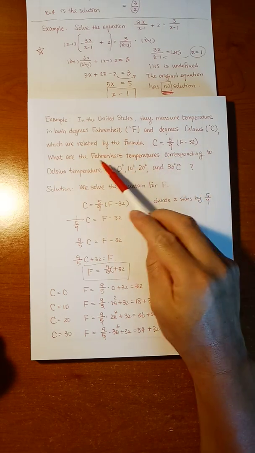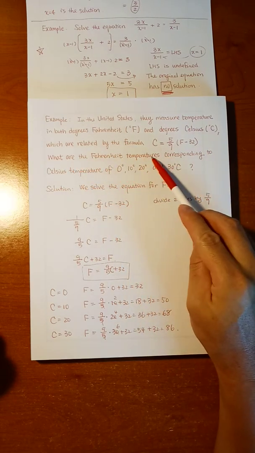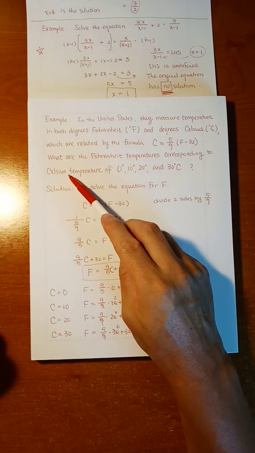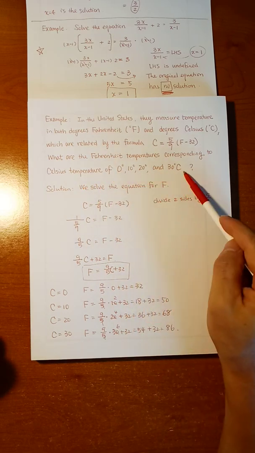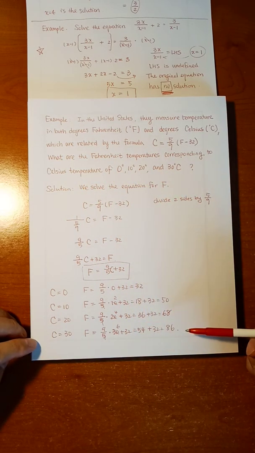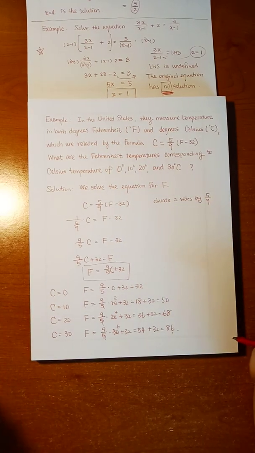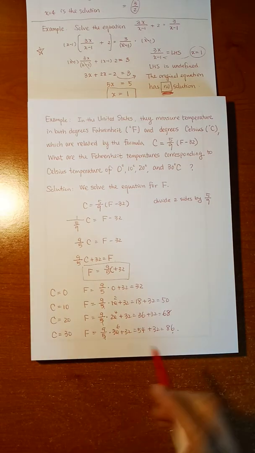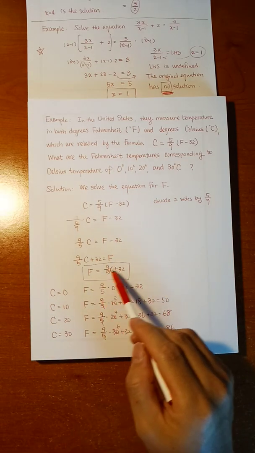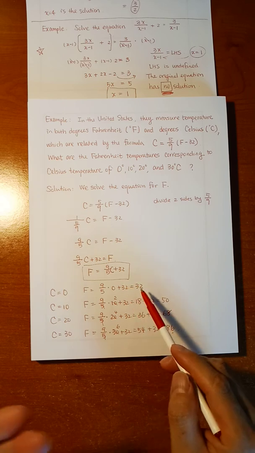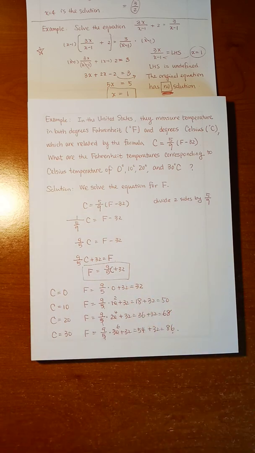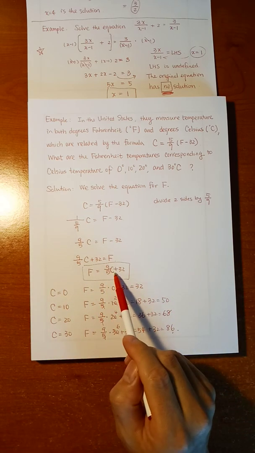So what are the Fahrenheit temperatures corresponding to these Celsius temperatures? You get the corresponding temperatures: 1, 2, 3, 4. You have them. So that's the answer. Basically, you solve for F in terms of C. F becomes a function of C.